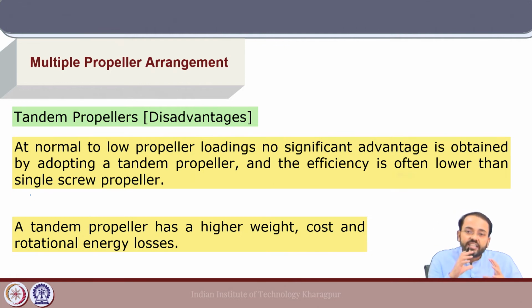Now, in this tandem propeller configuration, both the forward and aft propellers are rotating in the same direction, and because of that the induced velocities in the slipstream due to the propeller rotation by the forward propeller as well as the aft propeller are in the same direction, and hence that leads to higher losses of rotational energy in the propeller slipstream, and that reduces the efficiency of a tandem propeller as compared to a single conventional propeller.